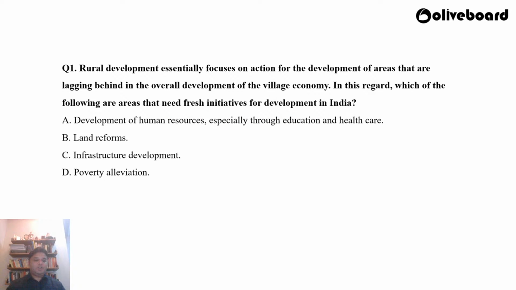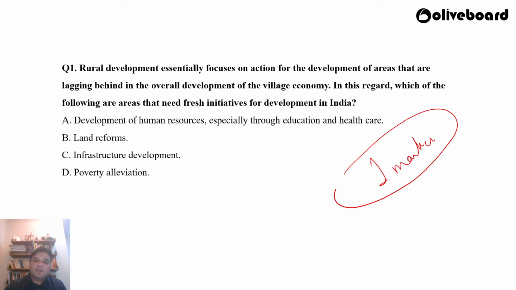Okay, so the first question: rural development essentially focuses on action for the development of areas that are lagging behind in the overall development of the village economy. In this regard, which of the following are areas that need fresh initiatives for development in India? Such concept-based questions could be asked as a one marker in phase two. In phase one, you may not expect a lot of questions on these lines, but in phase two, definitely such questions could be asked.